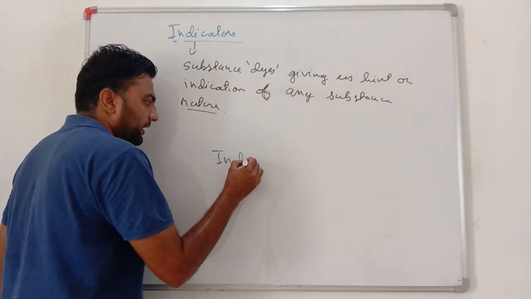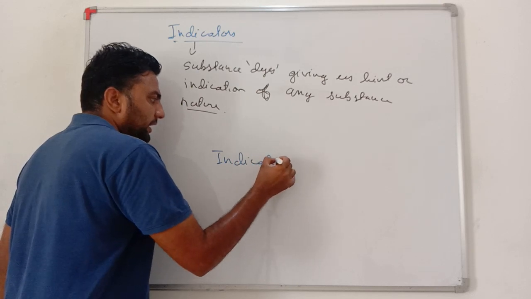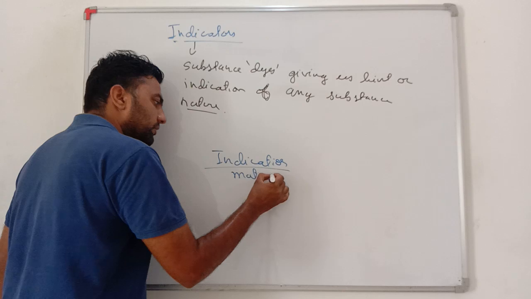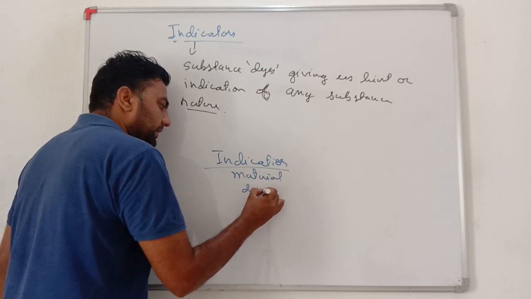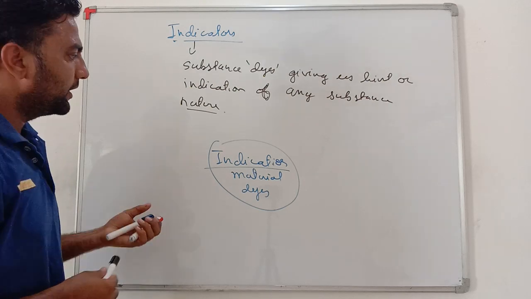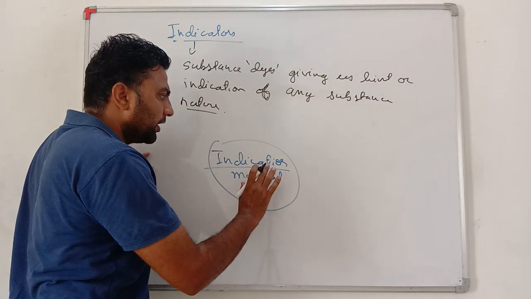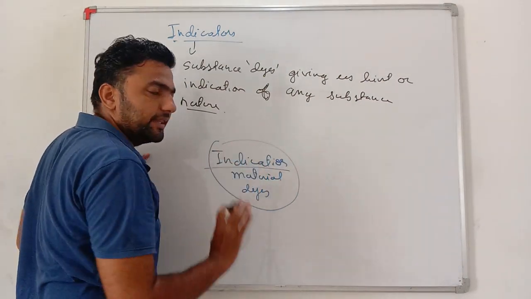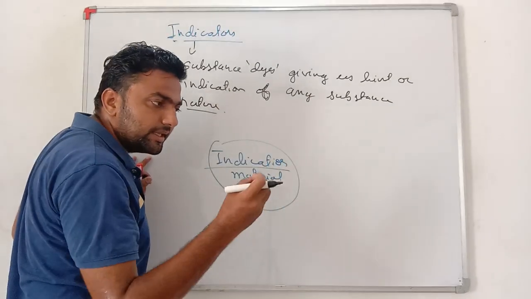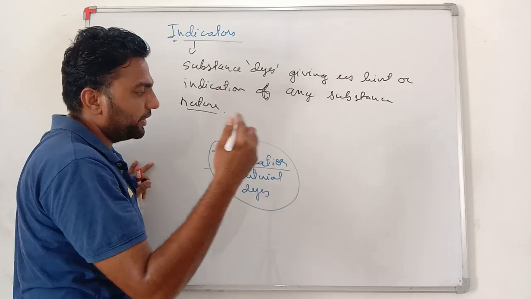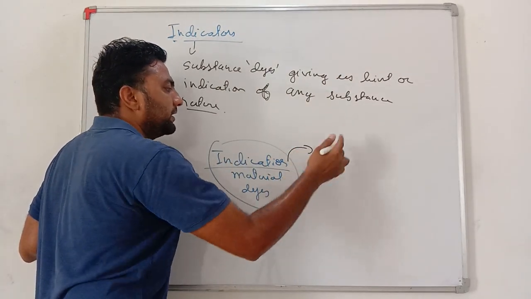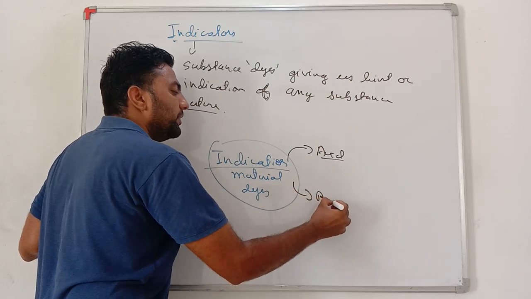Very important. What are indicators? See my dear students, indicators are materials only or substances only. Generally, indicators are dyes. What they do is that if I put this indicator into acid or base, they start giving some hint or indication. By this I will get to know that the material is acid or base.